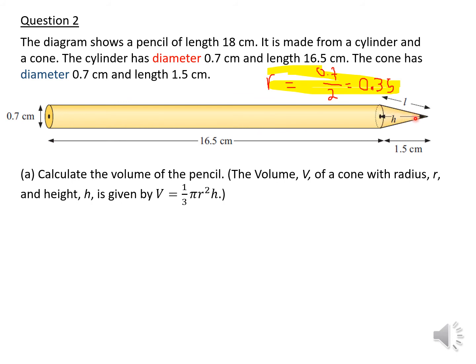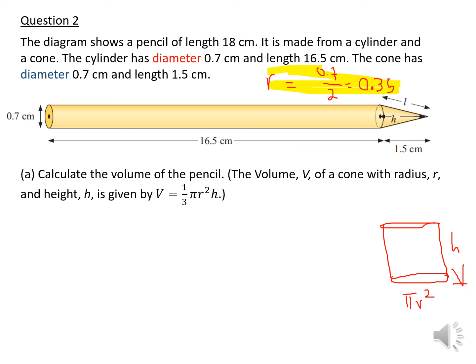But we need to find not the volume of the cone, we need to find the volume of the whole pencil. So in order for us to find the volume of the pencil, we need to know what is the volume of the cone plus what is the volume of the cylinder. So let me talk about the cylinder, because we expect you in the exam to know how to find the volume of a cylinder. Now, the cross section of a cylinder is a circle. So it's pi r squared times the height.